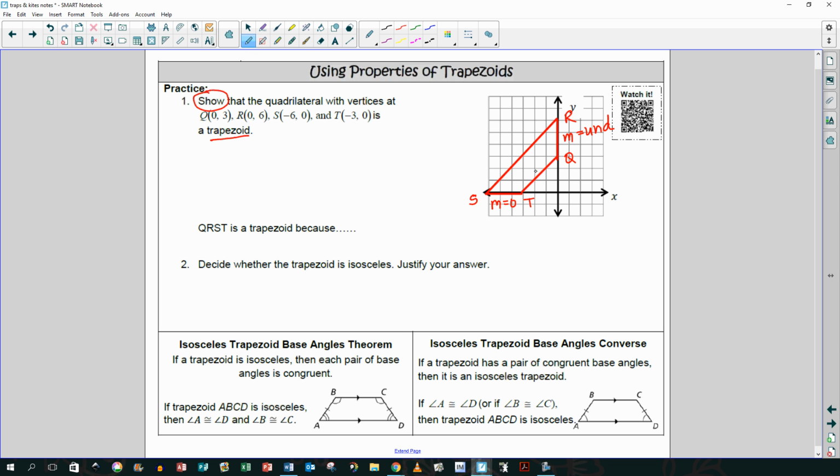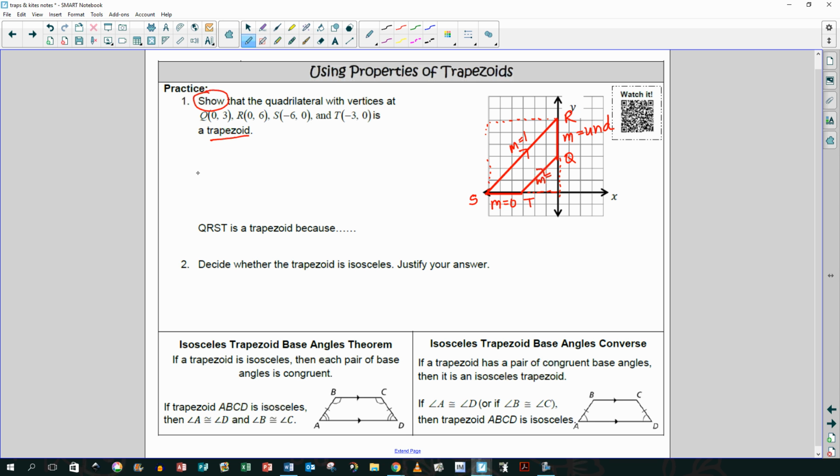All right. So what is the slope of QT? Well, if this is 3 and this is 3, that's 3 over 3. So the slope of this one is 1. And then the slope of RS, well, I'm going to go up 6 and I'm going to go over 6. So the slope is 1. Well, then that makes SR parallel to QT.